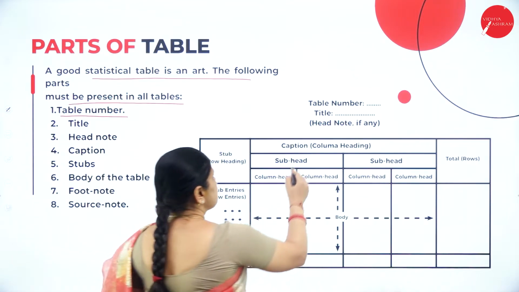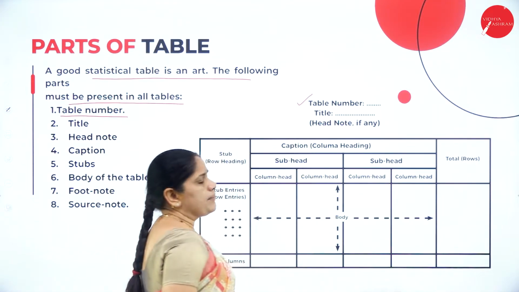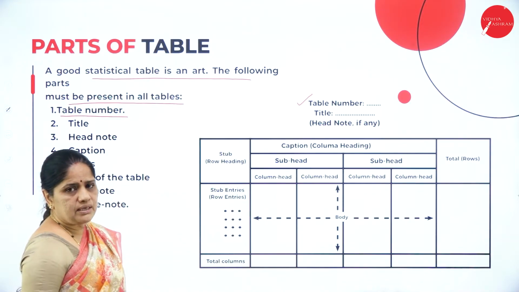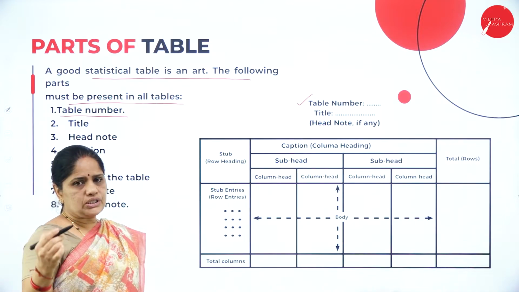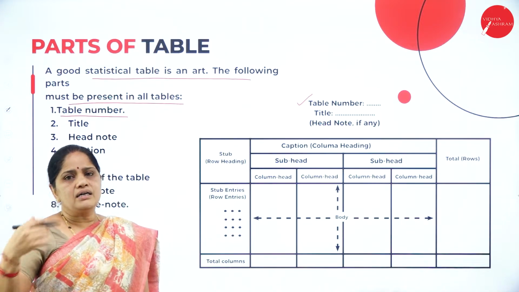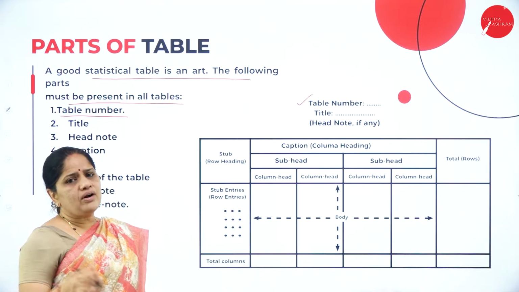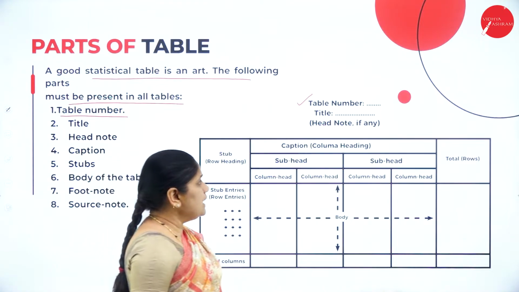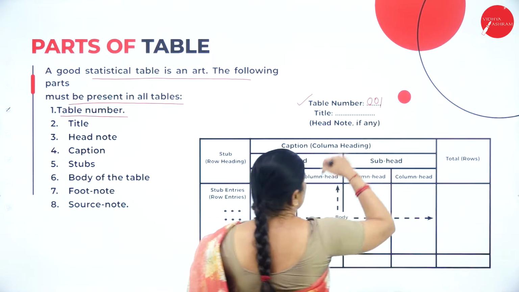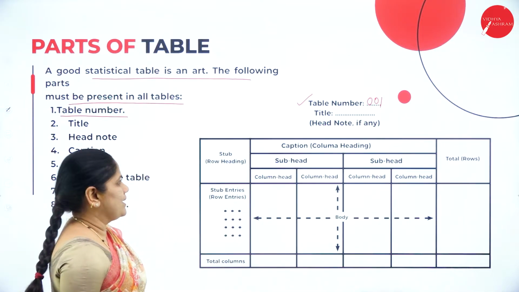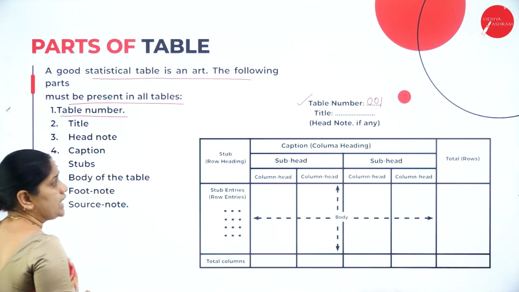Now the first thing is the table number. What is the number of the table? You can write it as 001, 002, 003. You can write it in counting numbers or any number of your choice, whatever you want. Suppose I write here 001. Table number is 001. Then we have the title.